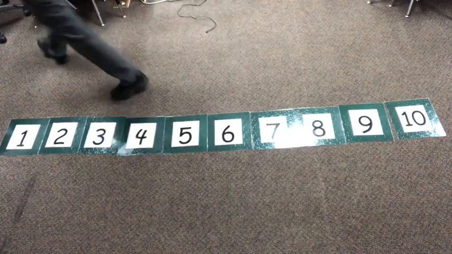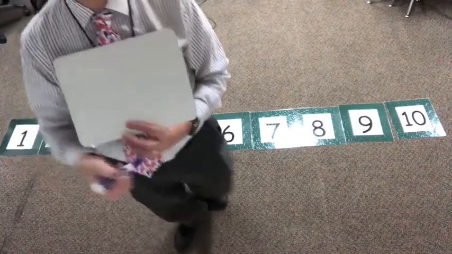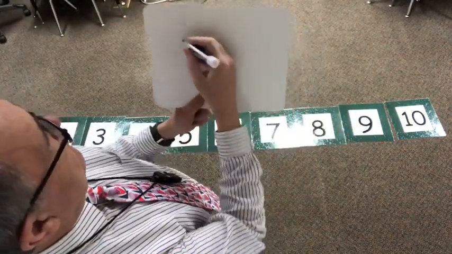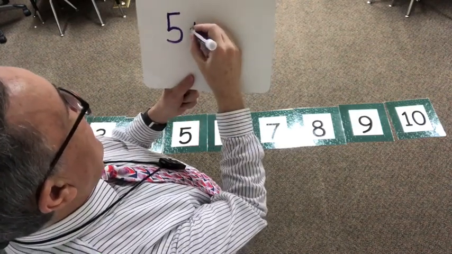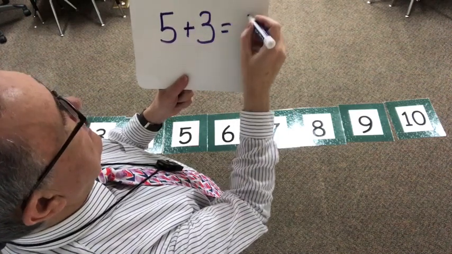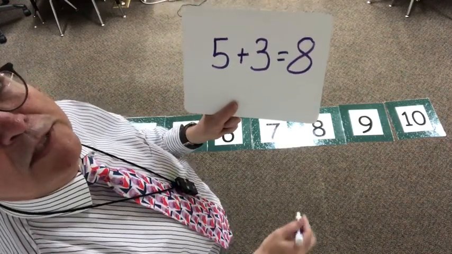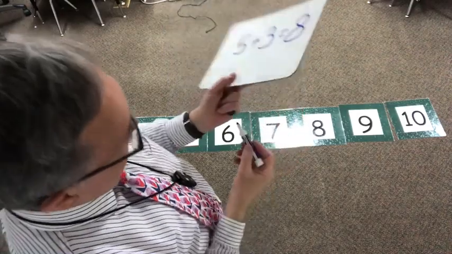Let me get a little number board here, and let's write that. If I started on 5, and then I added 3 more steps, then I ended on 8. And what's the number sentence? 5 plus 3 equals 8.